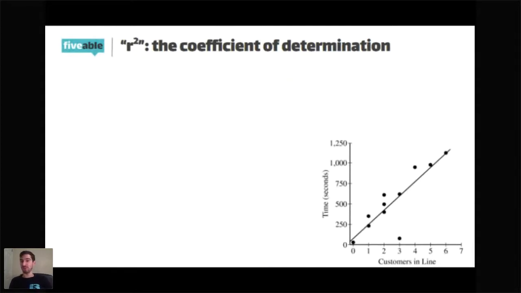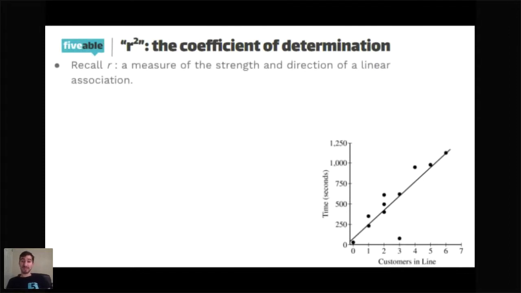Okay, the other one you probably are going to get asked about is R squared. R squared is quite literally the square of R. So remember, R is a measure of the strength and direction of a linear association. Just out of curiosity, what would you guys estimate the value of R to be for this situation? Remember, it's a number between -1 and 1. Just give me a ballpark. What do you think R would be in this situation?